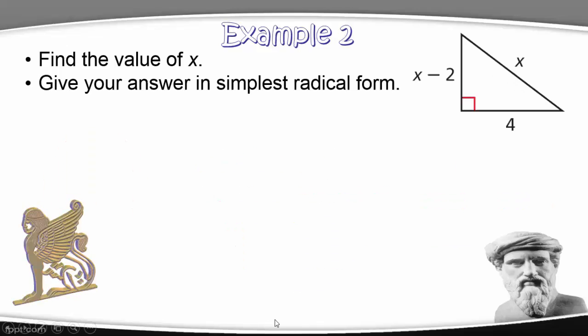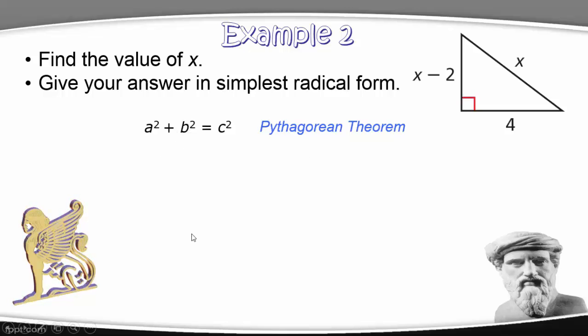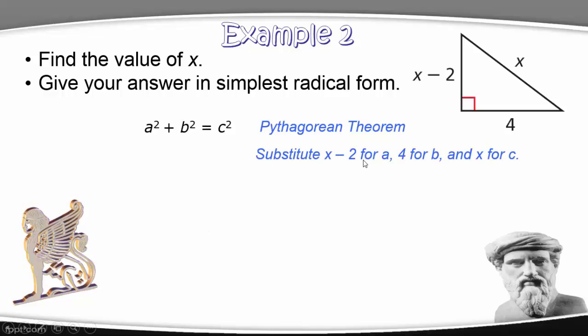So here we have example 2, which is a little more complicated, because not only do we have x, but we have x minus 2 as one of the sides. So we're going to just substitute in as though this is just another a or b, another leg. So here's what we do. We have our Pythagorean theorem, and we substitute in x minus 2 for a, and 4 for b, and then just plain old x for c. Now we want to solve that.